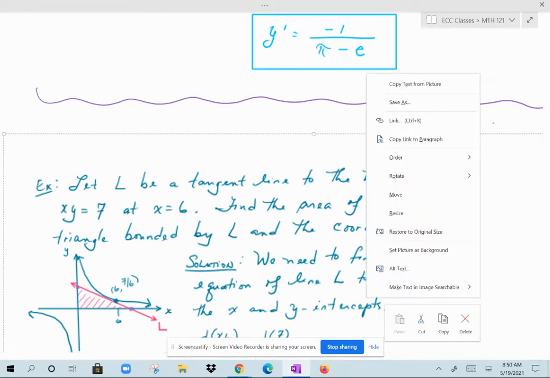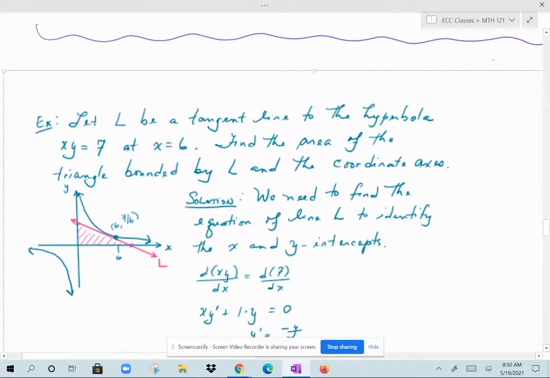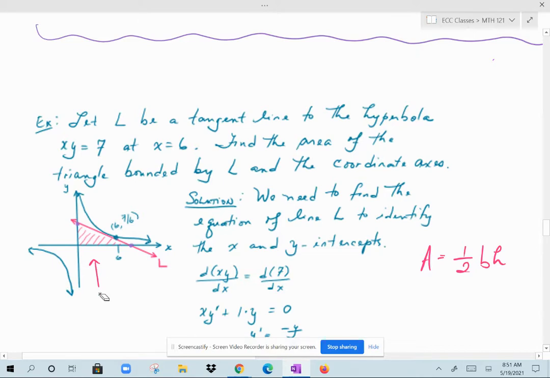And we want to find the area of the triangle bounded by the line and the coordinate axes. That means the x and y axis. So the area that I'm trying to find is the area that is shaded here in pink. So that triangle. And we know that in order to find the area of a triangle, so this goes back to geometry, that's 1/2 base times height. So what I really need to know is, what is this and what is this? Because that would be my base and that would be my height.